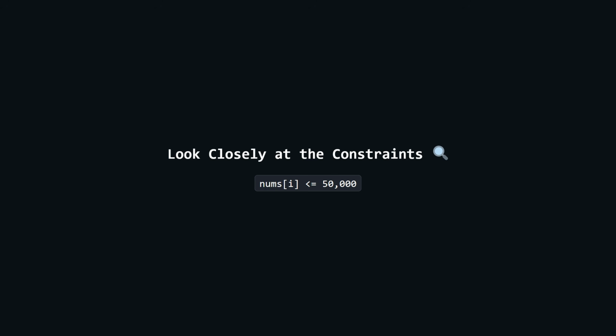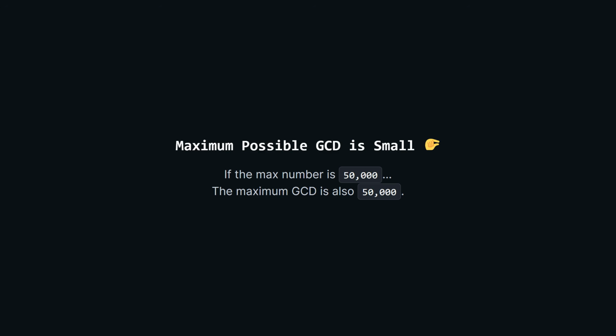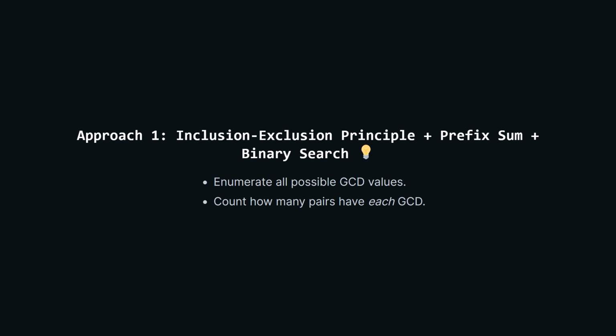The secret is in the constraints. The problem says the largest possible number in our starting list is only 50,000. That means the greatest common divisor for any pair can never be bigger than 50,000. That is a much smaller number to deal with compared to 5 billion pairs. This brings us to our main strategy, which uses the Inclusion-Exclusion Principle, prefix sums, and binary search.